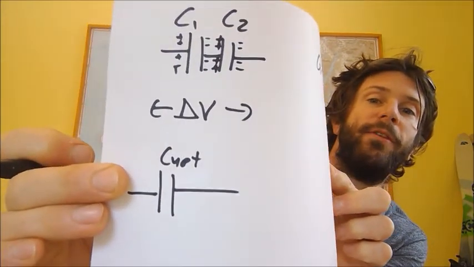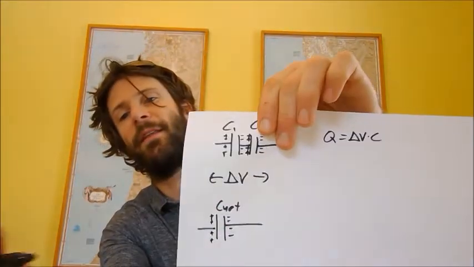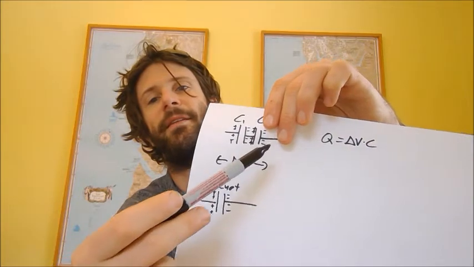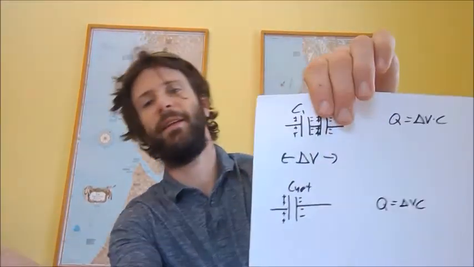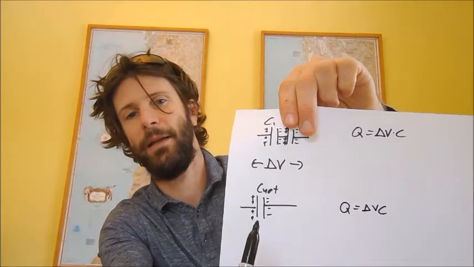Now taking that down to the equivalent capacitor, there's 4 positives on one side and 4 negatives on the other: 1, 2, 3, 4, 1, 2, 3, 4. And you might notice that this side here is the same as this, and this side here is the same as that right there. Q equals delta V C. That QVC formula applies to C net as well.